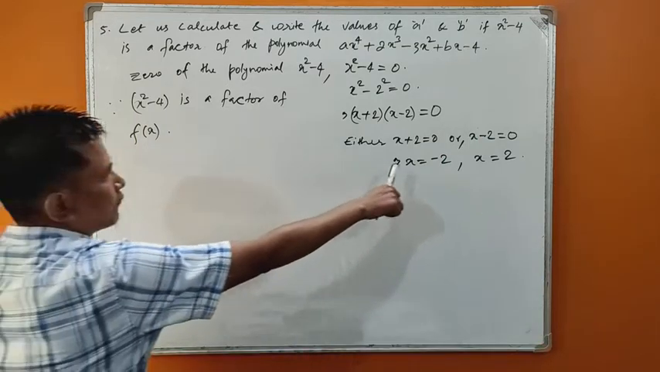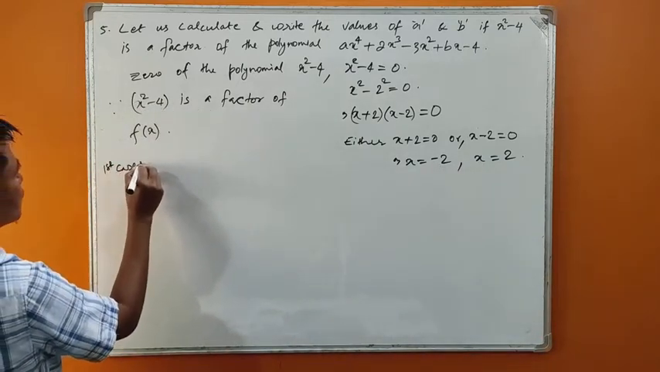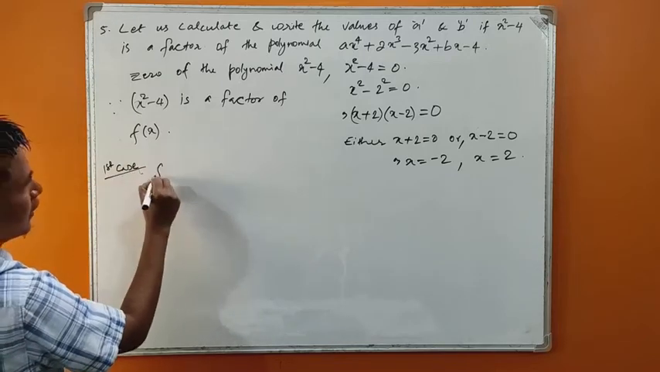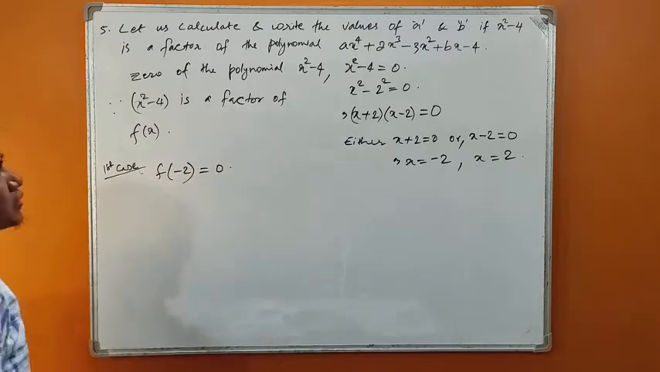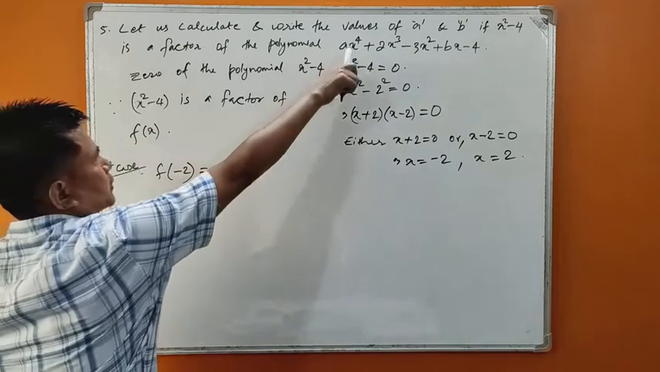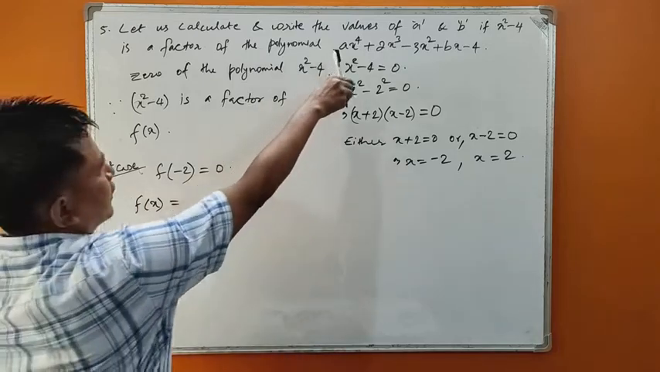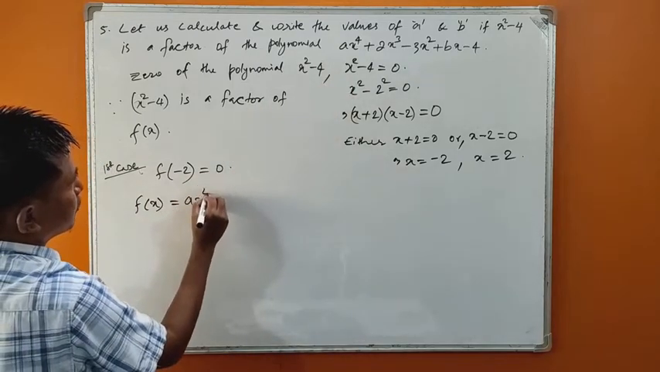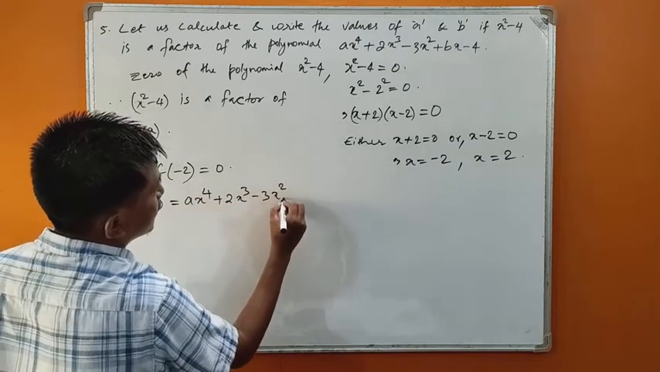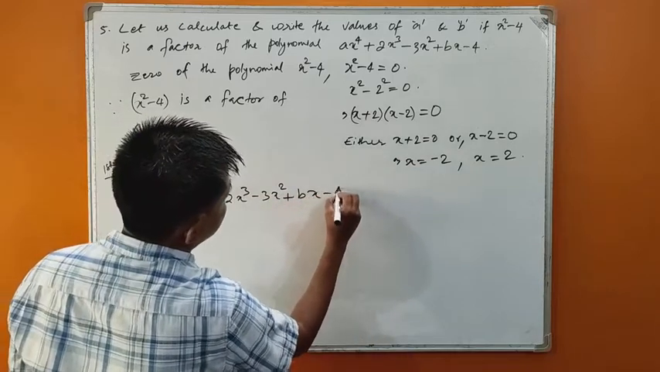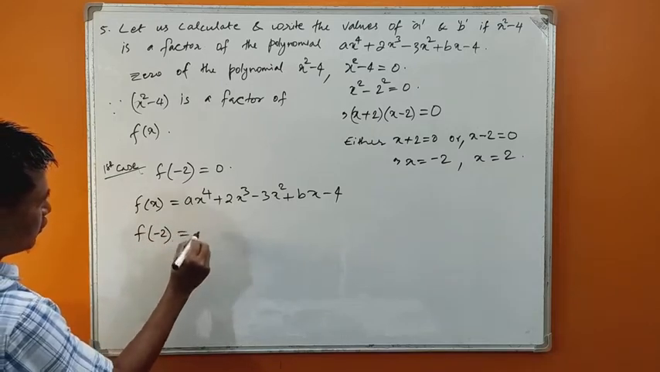the remainders will be f(-2) and f(2), isn't it? First case, when the remainder is f(-2). f(-2) should be equal to 0 because this is a factor of the expression, isn't it? So f(x) equals ax to the power 4 plus 2x cube minus 3x square plus bx minus 4, isn't it? So f(-2) will be the one remainder.